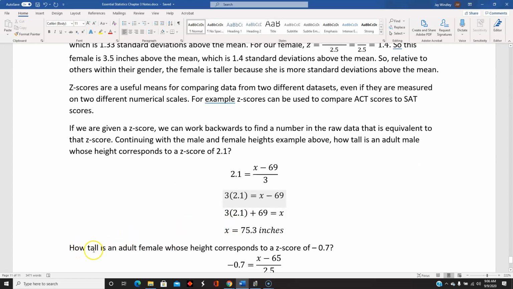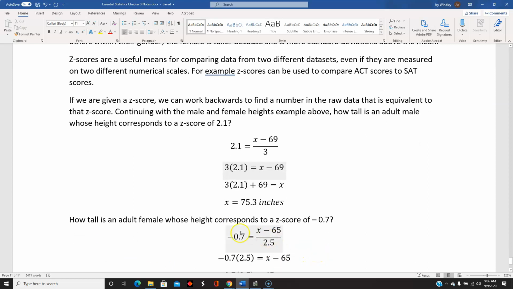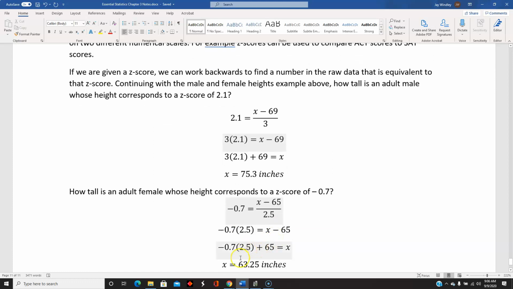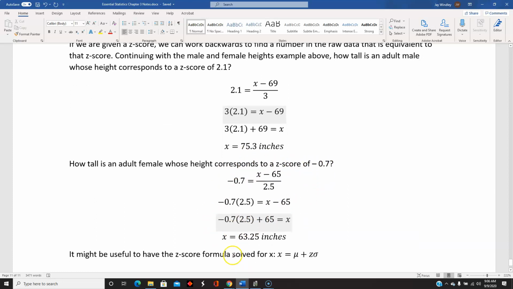Here's a similar question. How tall is a female whose height has a z-score of negative 0.7? So again, you put that in the z-score formula where the z-score goes, the mean female height, the standard deviation of female heights, solve this algebraically, and you find that if a female has a z-score of negative 0.7, then her height is 63.25 inches.